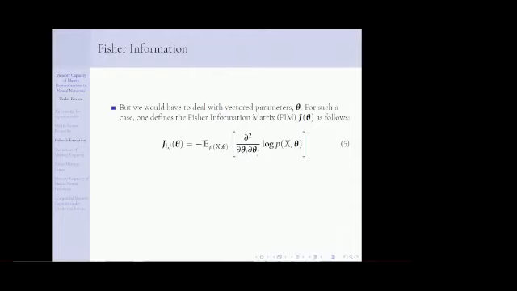Or you can alternatively define the ij element as this quantity. And you can see quite easily that the diagonal elements of the Fisher information matrix are just the Fisher information about the parameter theta i contained in X. So if my distribution is Gaussian, then I would have a 2 cross 2 matrix because I have two parameters, mu and sigma.